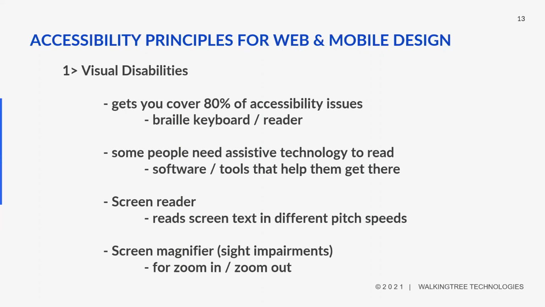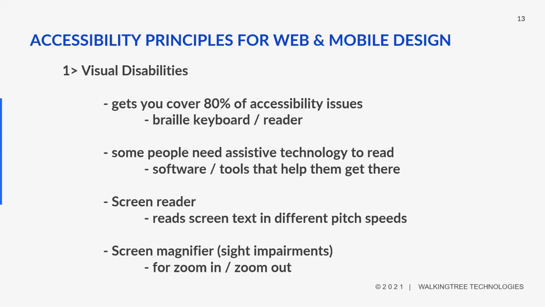First, when we talk about accessibility, if we are able to cover the visual disabilities, people with visual disabilities, that means we are like 80% covered. So how can we basically be there? It could be having some design practices that are included for the braille keyboard or some sort of screen reader. Some people may need some sort of assistive technology to read that. So how can we think about including those software or tools that can help them get there. Screen readers always help by reading the text in different pitch and speeds. So those things we have to think about.